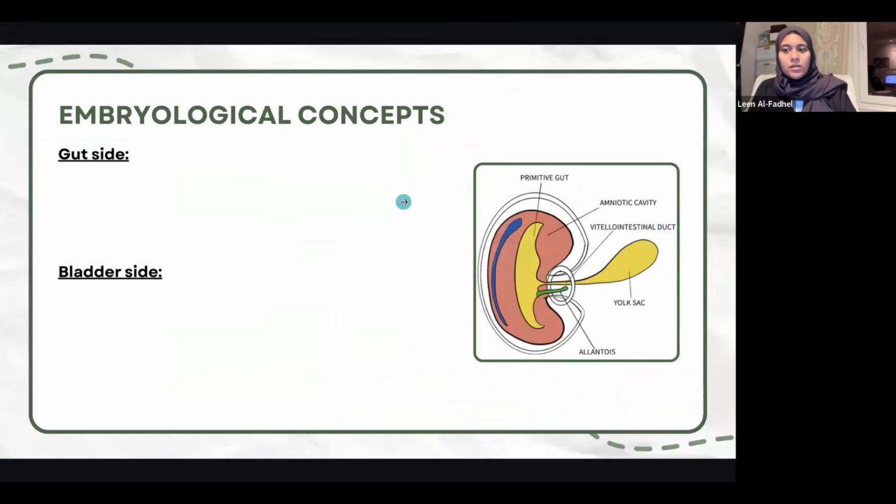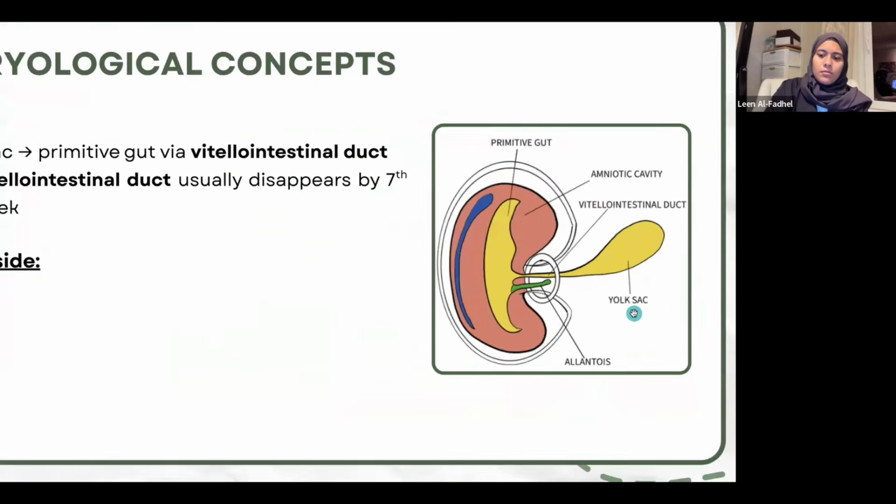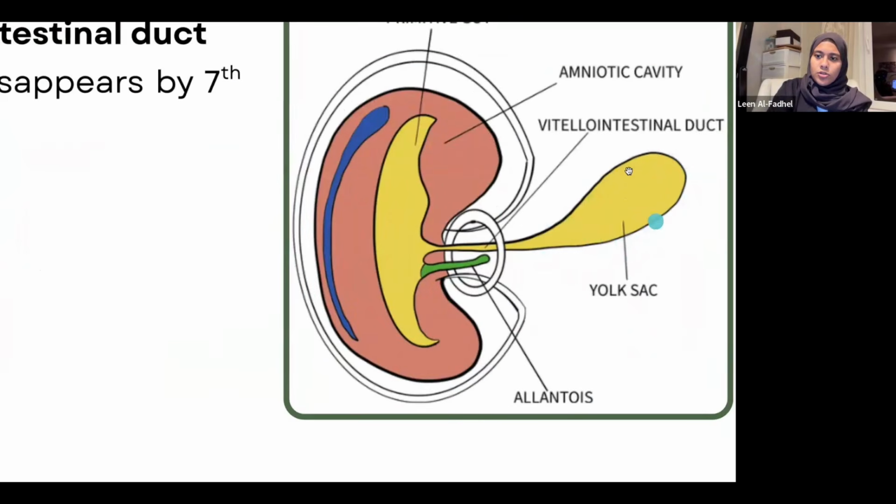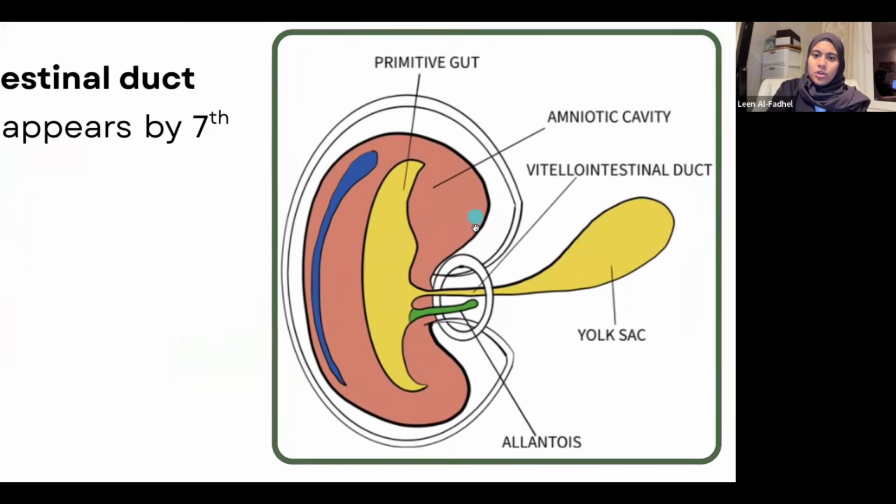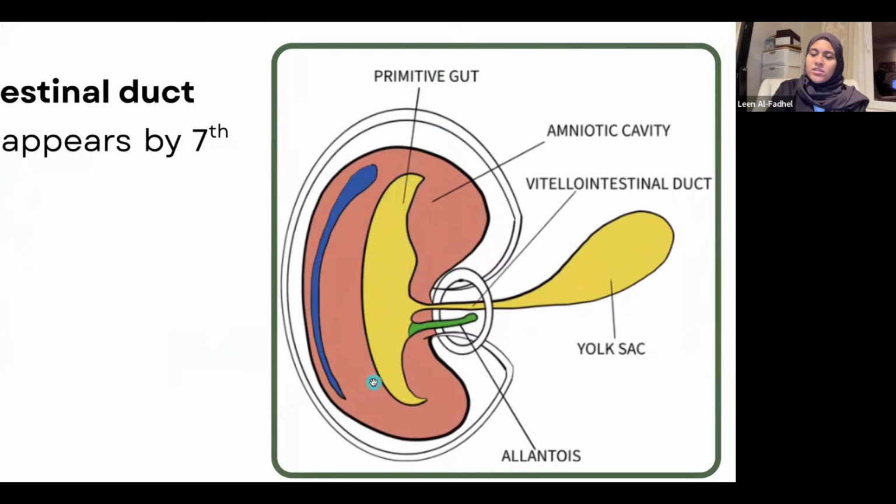So, we're done with all the macroscopic things. We're done with how the small intestine looks, how the pancreas looks, everything. But I want to take a step back and visit some embryological concepts in order for you to understand what's coming next. So, you have something here called the yolk sac, right? The yolk sac provides nutrition. And you have something here called the primitive gut. What connects the yolk sac to the primitive gut is this duct right here that we call the vitello-intestinal duct.